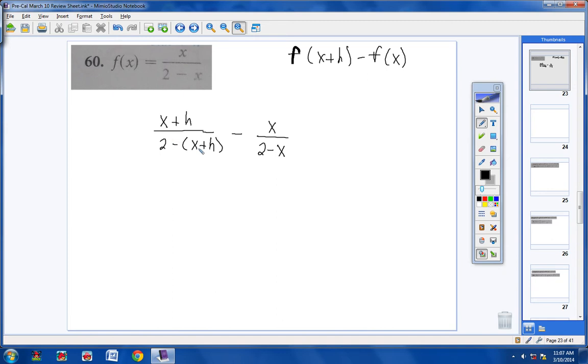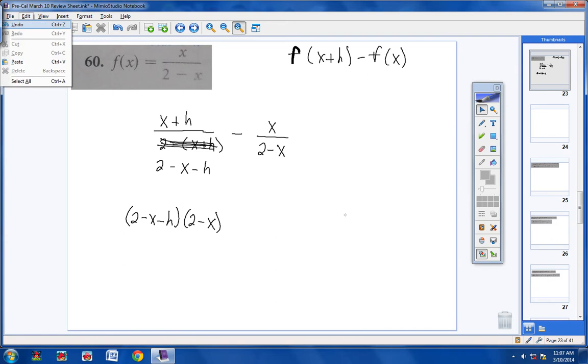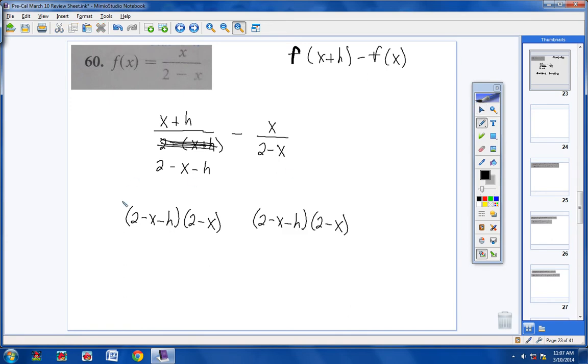First of all, we're going to have to simplify this denominator. Take this negative sign and multiply it through. So 2 negative x negative h. Now, unfortunately, a common denominator for these two fractions would be 2 minus x minus h times 2 minus x. So we're going to have to write that a couple of times. So there's our common denominator with a minus sign here.